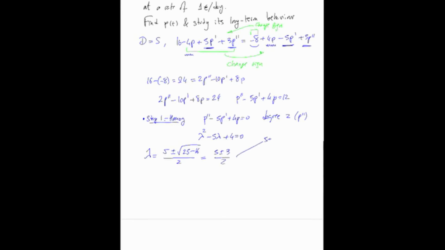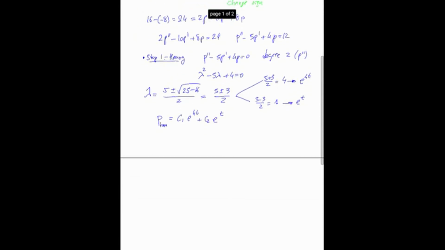And we have 5 plus 3 over 2, which is 8 over 2, and 5 minus 3 over 2, which is 2 over 2. So for our homogeneous equation, this one gives us e to the 4t, and this one is e to the 1t, e to the t. So it will be a constant times e to the 4t plus another constant times e to the t. Once we have that, we go for the particular solution.